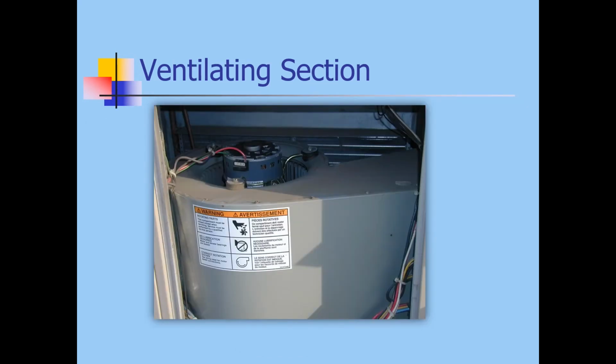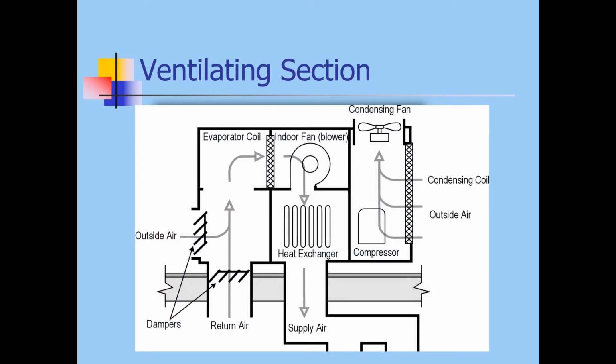The ventilation section consists of the blower and the blower motor, and it is responsible for drawing not only air from inside the building, but it is also responsible for drawing air from outside in order to introduce fresh air back into the building again. It does this with either an automatic or manual damper to control how much fresh air is mixed in with the return air from the building. This also directs the air past the heating and the cooling sections.